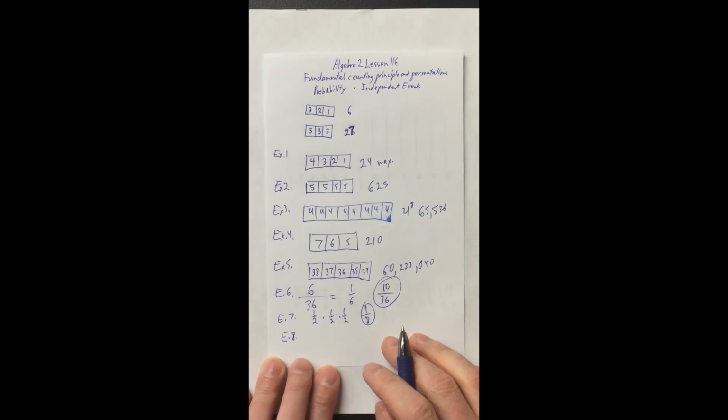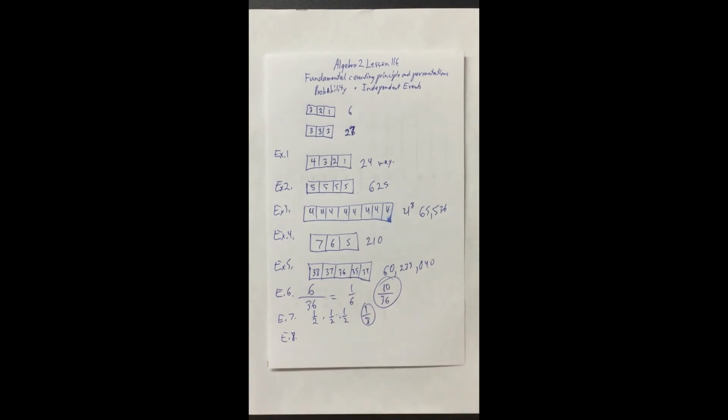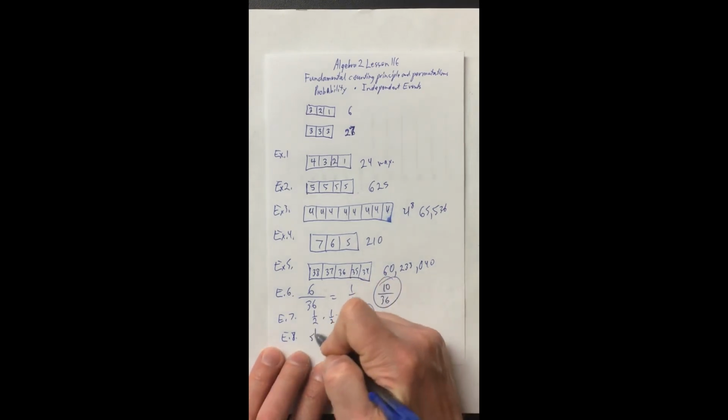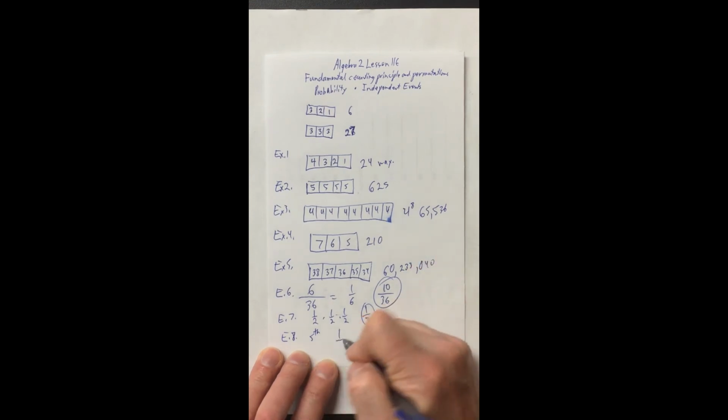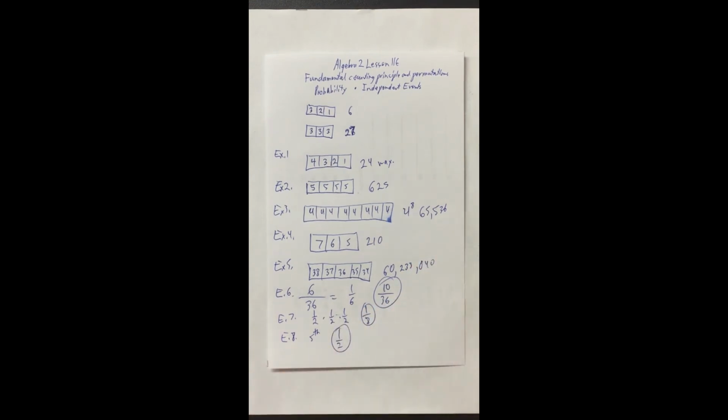All right, example 8: the fair coin is tossed 4 times and comes up heads each time. What is the probability that it will come up heads on the next toss? Well, on the 5th toss, it's an independent event. It doesn't matter what happened before that, so it's simply a 1 out of 2 chance.